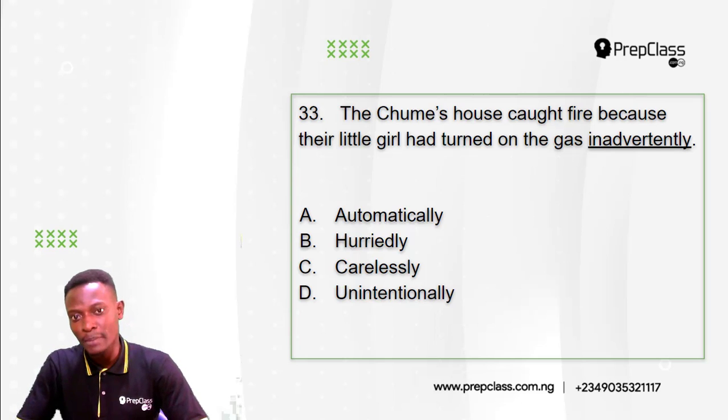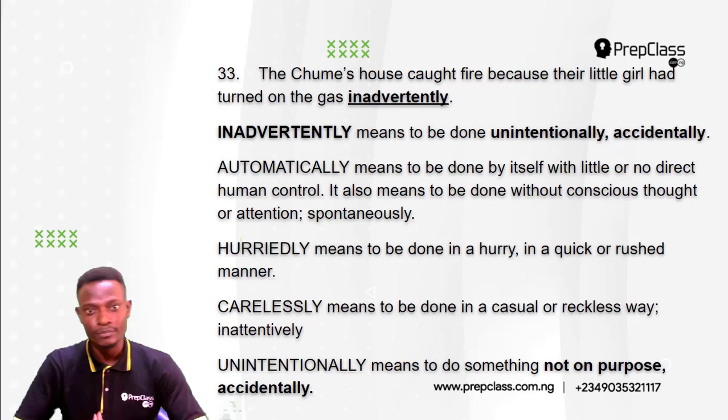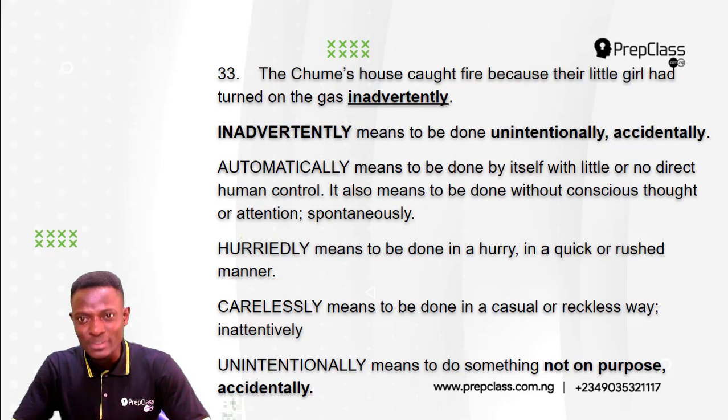Option A, automatically. Option B, hurriedly. Option C, carelessly. Option D, unintentionally. So which of these options is the nearest in meaning to inadvertently? Now, inadvertently means to be done unintentionally, accidentally. So we are saying the Chume's house caught fire because their little girl had turned on the gas inadvertently, unintentionally, accidentally.